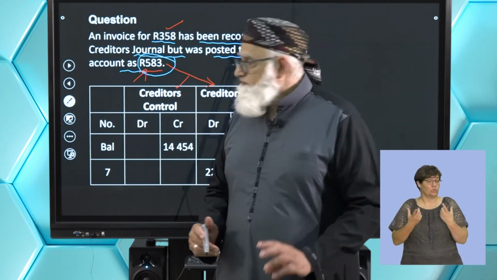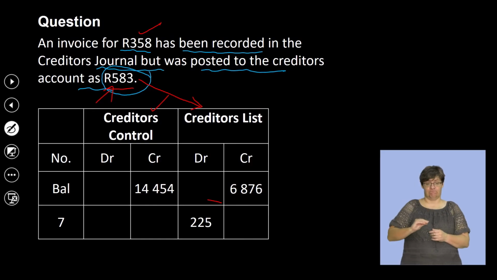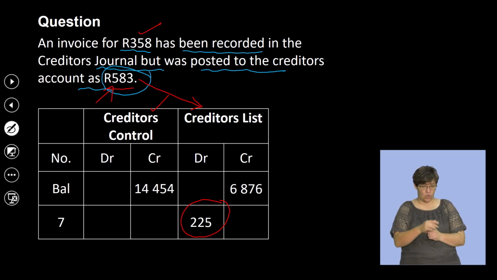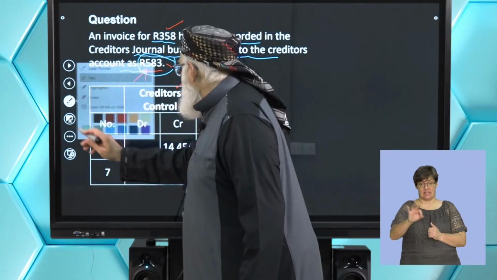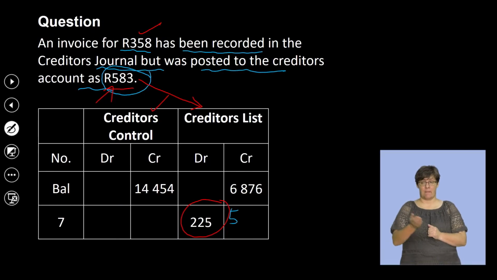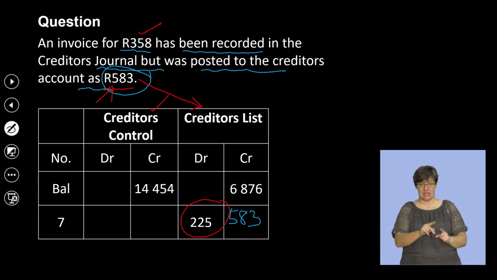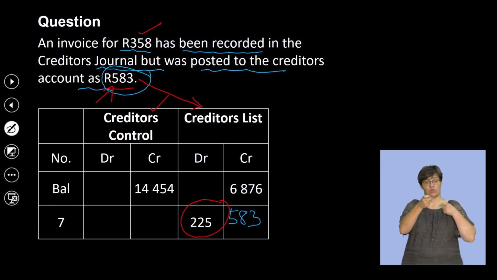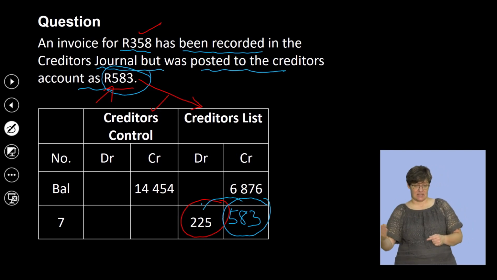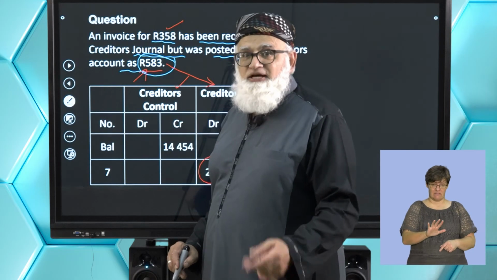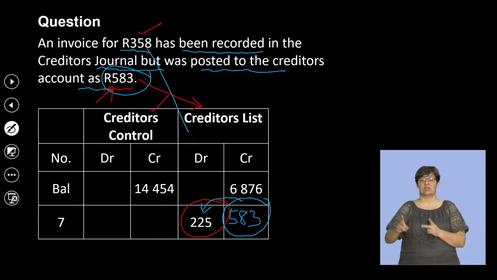We make an entry with the 225 on the debit side. Why? Because initially, and watch here, the 583 was entered there, and clearly you can see it's different to the 358 in my control account. Now with the 583 on the credit side and you debit it with 225, the net effect will be a credit of 358, which is then the correct amount.